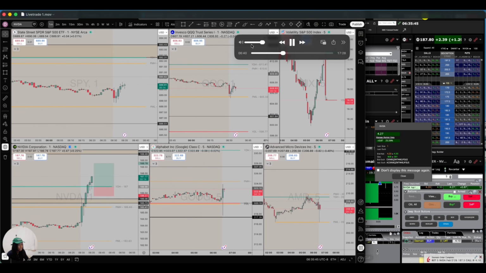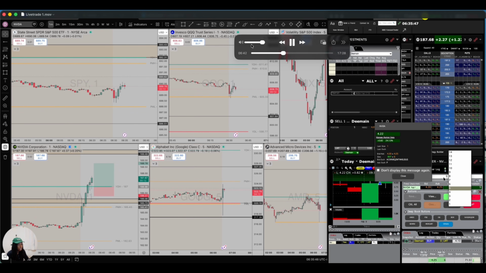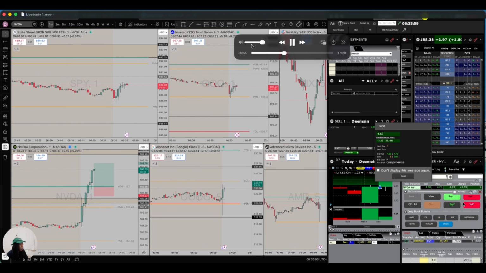Nice fill. Gonna take off some soon. Nice, Nvidia. Gonna scale now. Sell 3. Closing order filled. Nvidia there.